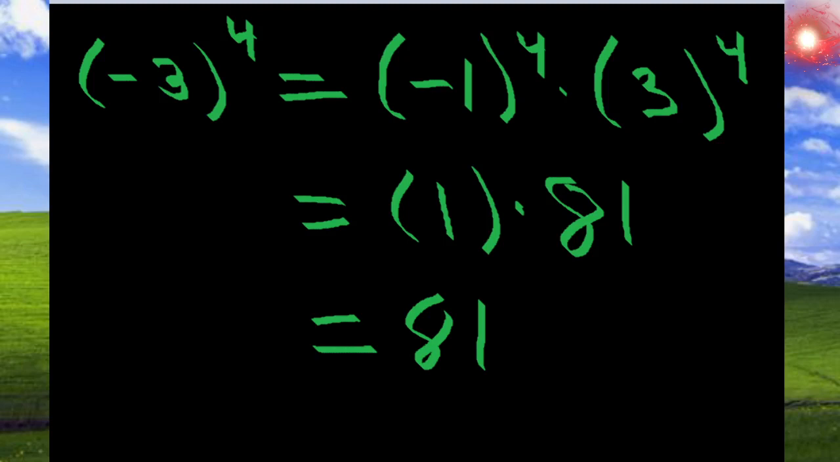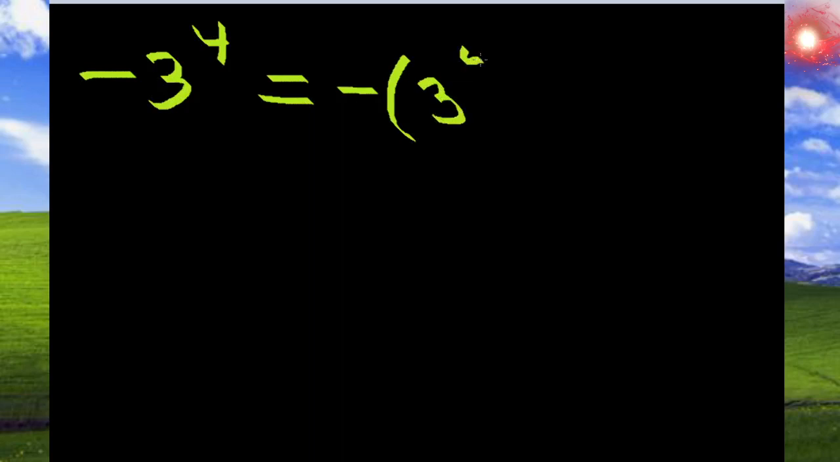Okay, so next question. Now what if we have -3^4? This can be read like this: negative times 3^4 in brackets.